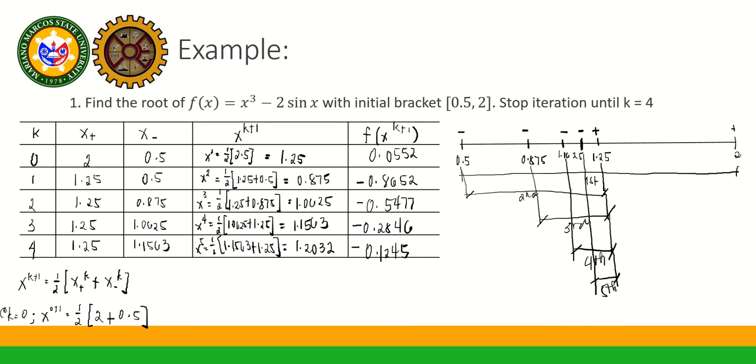So that is how you solve for the root of an equation using the bisection method. So remember lang na you need to get the value between a negative and a positive interval. Okay?